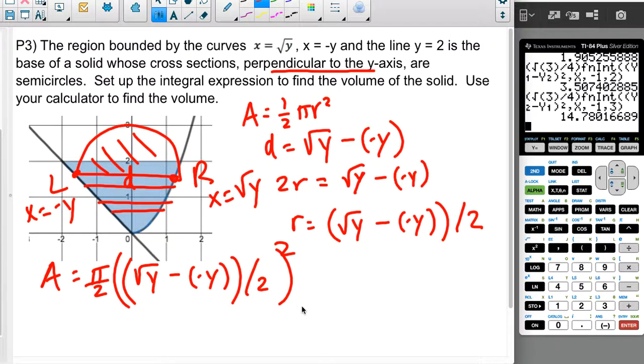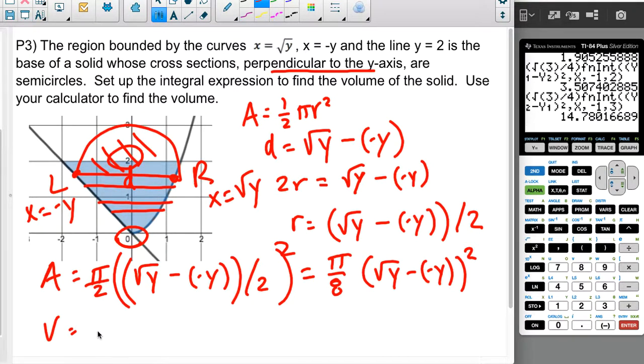There are a couple ways to deal with this. You could type it in just like that. That's fine. You could also go ahead and distribute the squared and make that a 4 on the bottom, in which case you'd get a pi over 8 in the front, and then this thing quantity squared. When I go to find the volume, I'm going to integrate from the lowest y to the top y, so that's going to be 0 to 2. I'm probably going to put the coefficient out front, so 0 to 2 of this thing minus this thing squared with respect to y, right?